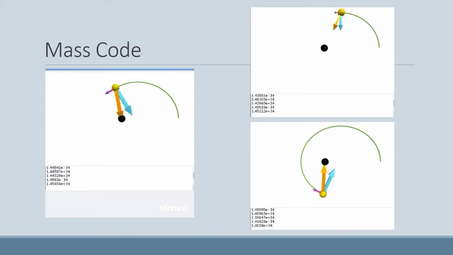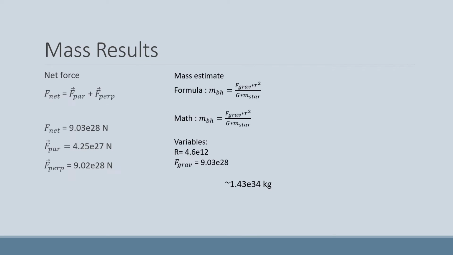As you can see on the screen, here is what our code resulted when it was run, and the arrows represent our F net, F perpendicular, and F parallel components. As a result, we got our F net to be around 9.03 times 10 to the 28th newtons, which we also proved by adding our parallel and perpendicular forces.